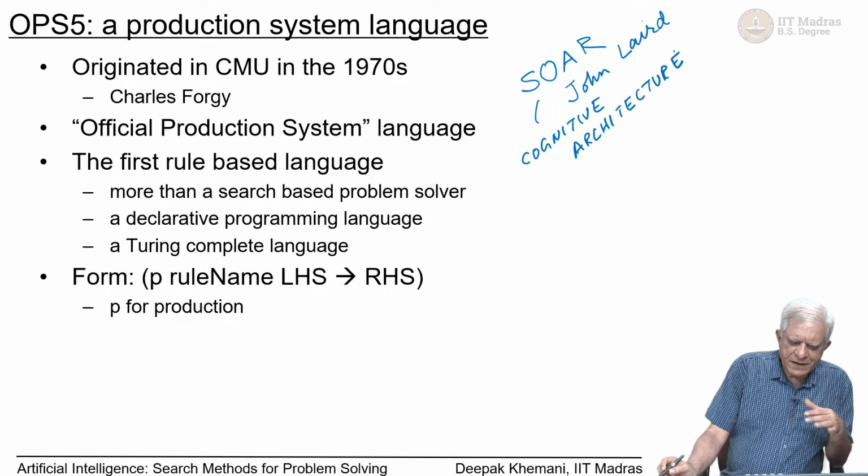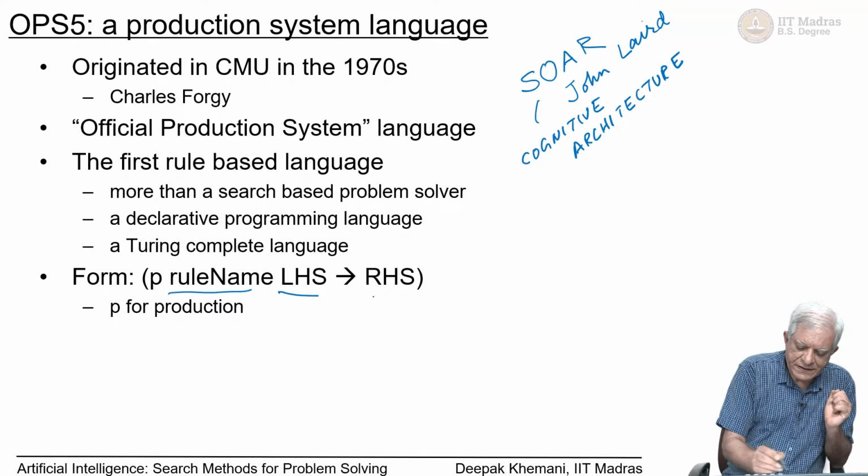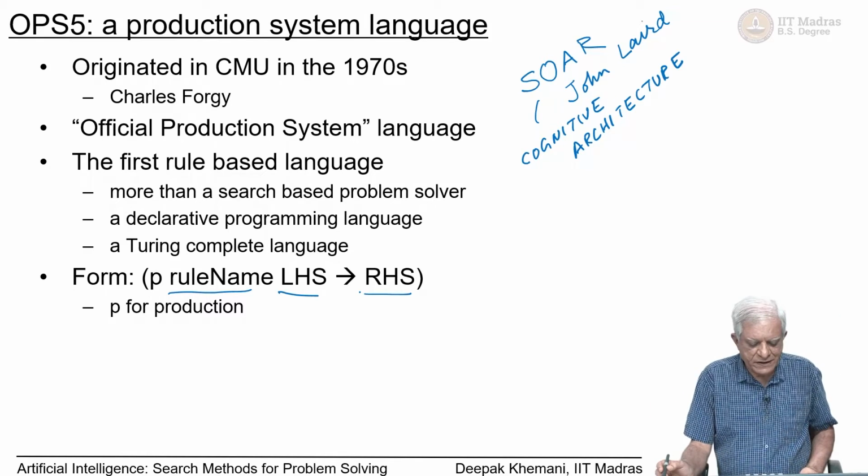But coming back to OPS 5, a rule has this simple form: you start with the initial P. P basically stands for production. Then you give a name to the rule, which is the rule name. Then you specify the left hand side, and then the right hand side, separated by a right arrow.